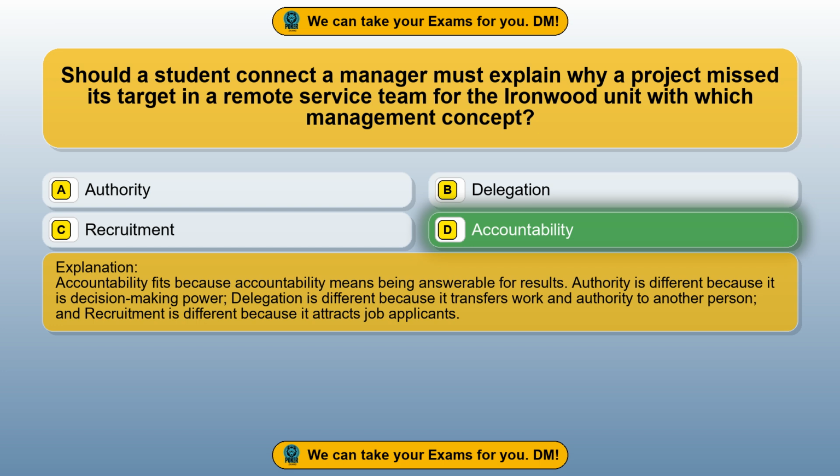Accountability fits because accountability means being answerable for results. Authority is different because it is decision-making power, delegation is different because it transfers work and authority to another person, and recruitment is different because it attracts job applicants.